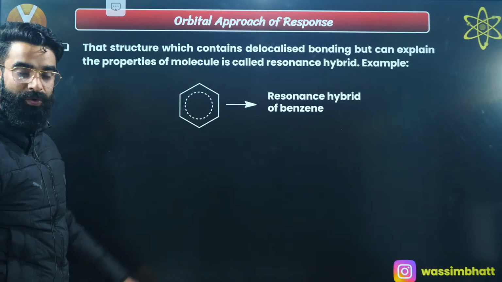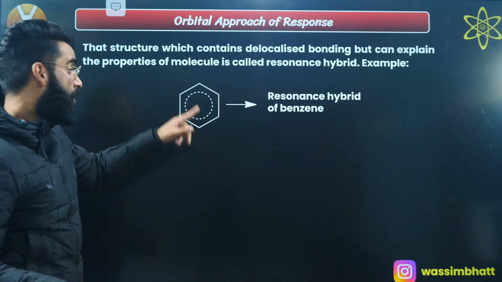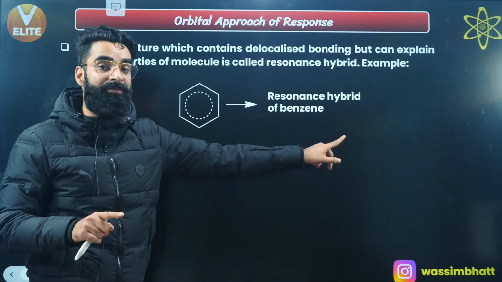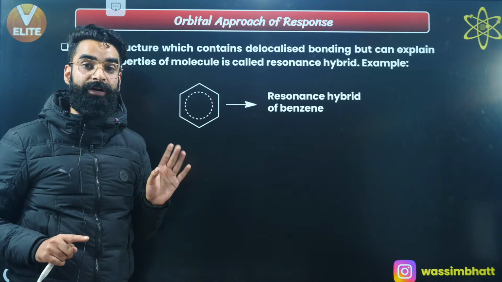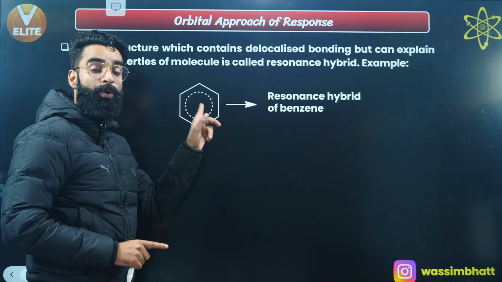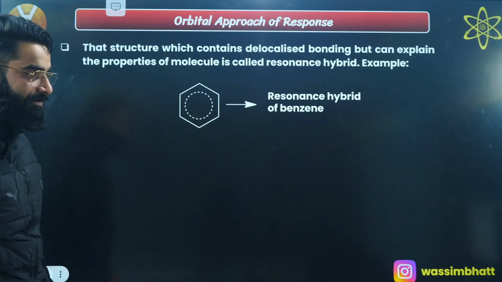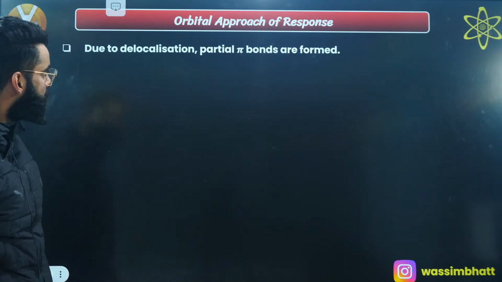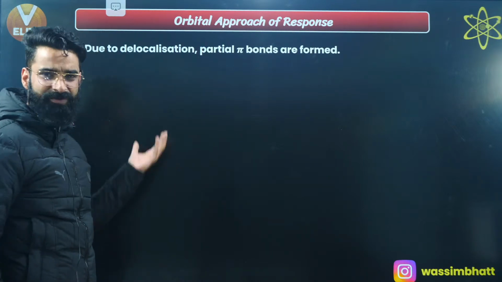So do remember, resonance delocalization will be there in the resonance hybrid. But delocalization will not be there in the canonical form. The canonical form contains localized bonding. It does not contain delocalized bonding. Delocalized bonding is present in the resonance hybrid. So in the resonance hybrid, delocalization will be there, but in its canonical forms, delocalization won't be there. I'm sure it is clear to everyone. And this is something which we know: due to delocalization, partial pi bonds are formed, which we saw exactly.